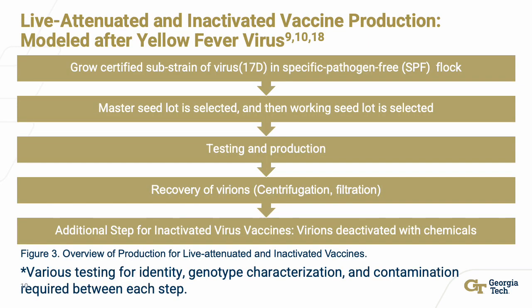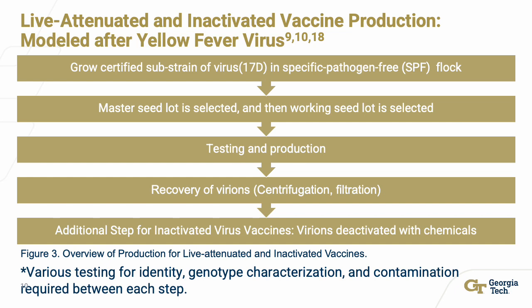Live attenuated and inactivated viral vaccines follow a similar sequence of steps, with inactivated virus vaccines requiring an additional step at the end of the process to deactivate the virus. Since yellow fever vaccines are in the same family as Zika virus vaccines, production of yellow fever vaccines could model potential production of live attenuated or inactivated Zika virus vaccines.